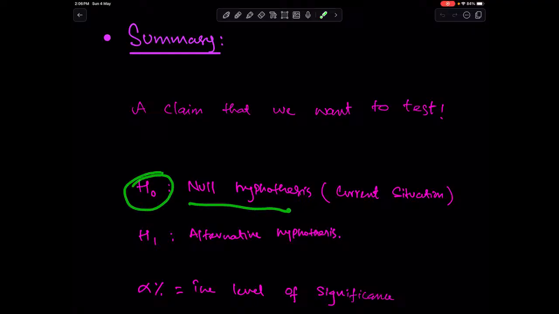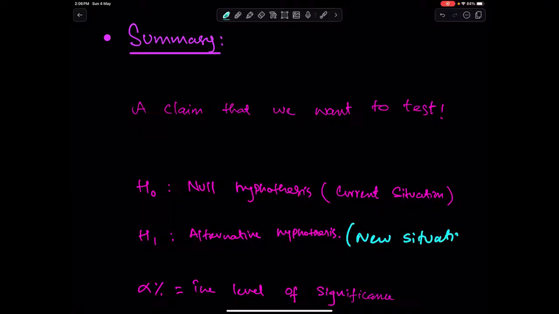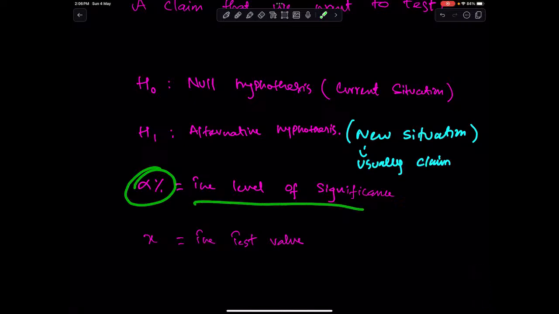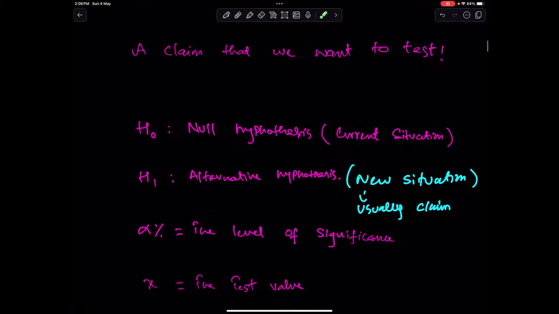H0 means null hypothesis, and this is the current situation, whereas H1 is the alternative hypothesis, and this is the new situation. And it is the claim usually. Not always. Alpha percent is the level of significance and X means the test value. So we must know these terms.